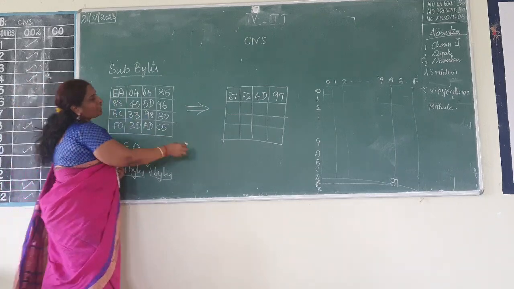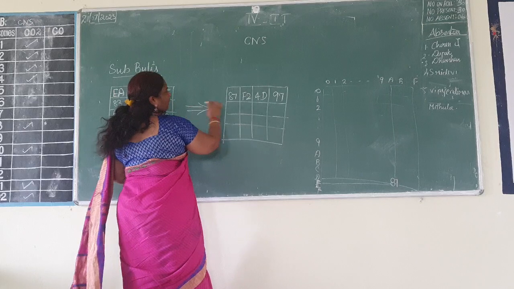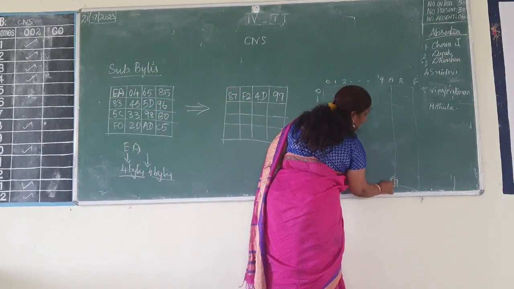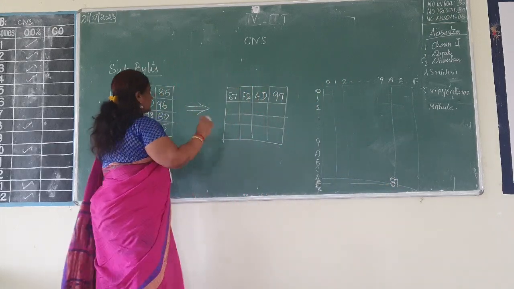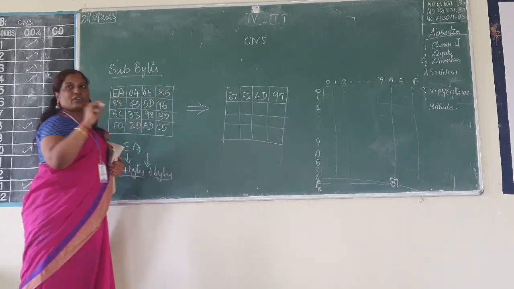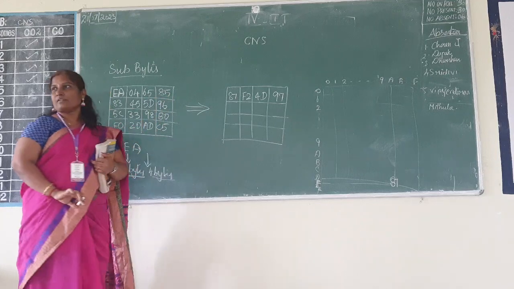So E, you have to go to E row and then A column. So E is row, A is column. Whatever the value is available in the S box will be considered for the substitution, which means the EA entry of your plain text will be substituted by 87.